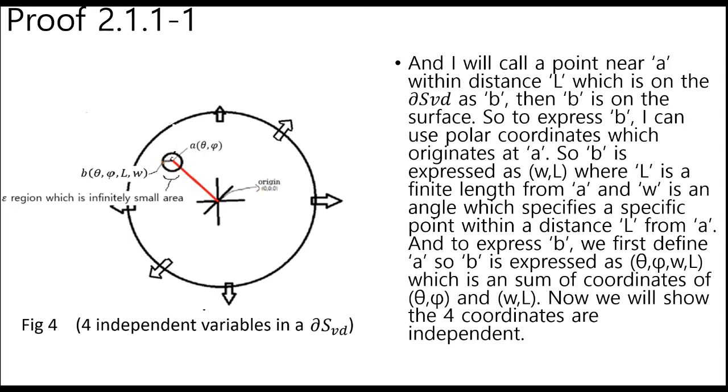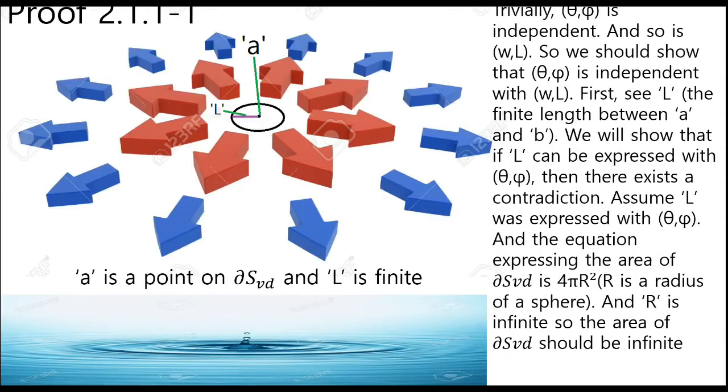Now we will show the 4 coordinates are independent. Trivially, theta, phi is independent, and so is omega, L, so we should show that theta, phi is independent of omega, L. First, L, the finite length between A and B. We will show that if L can be expressed with theta, phi, then there exists a contradiction. Assume L was expressed with theta, phi, and the equation expressing the area of DS3D is 4 pi r squared, and r is infinite, so the area of DS3D should be infinite.